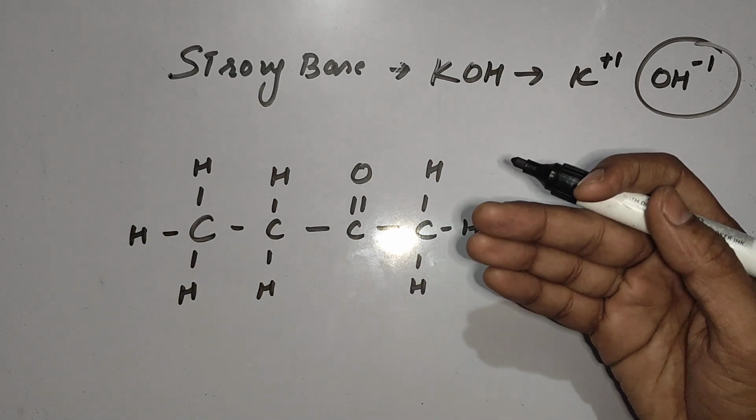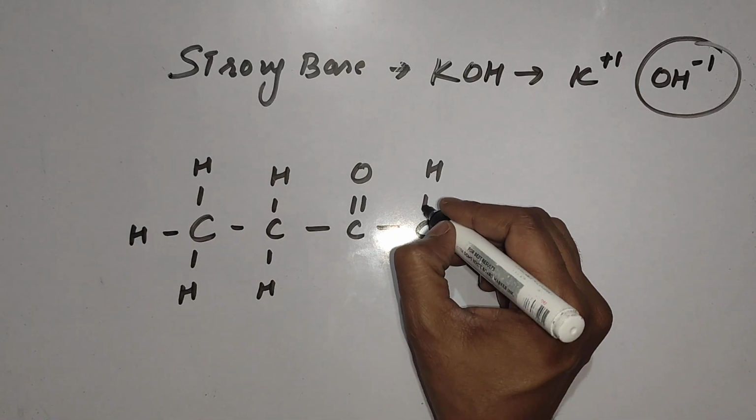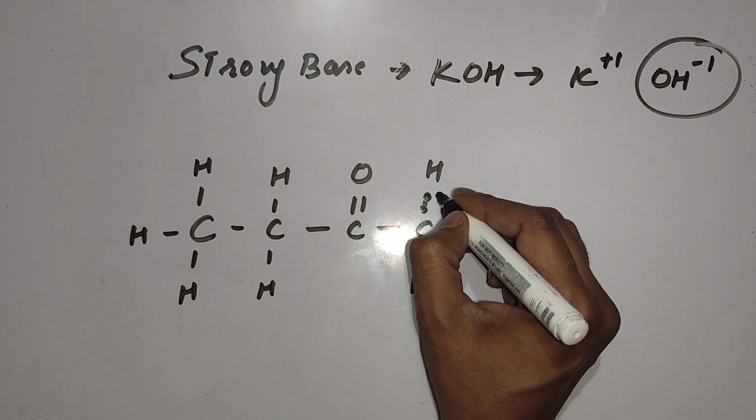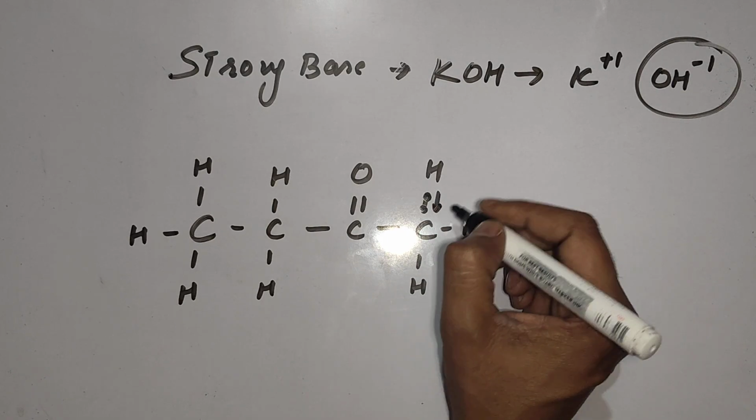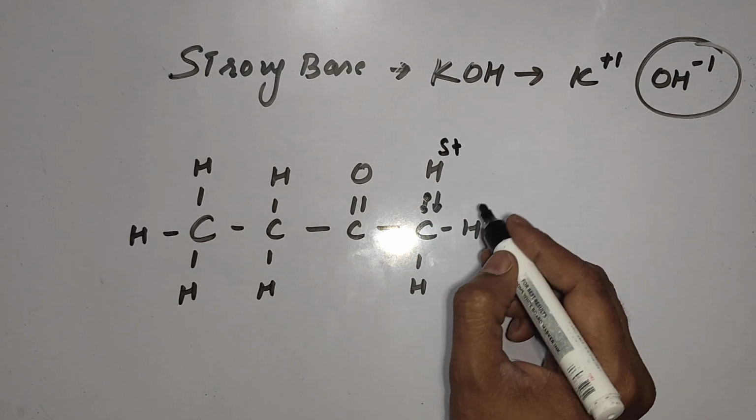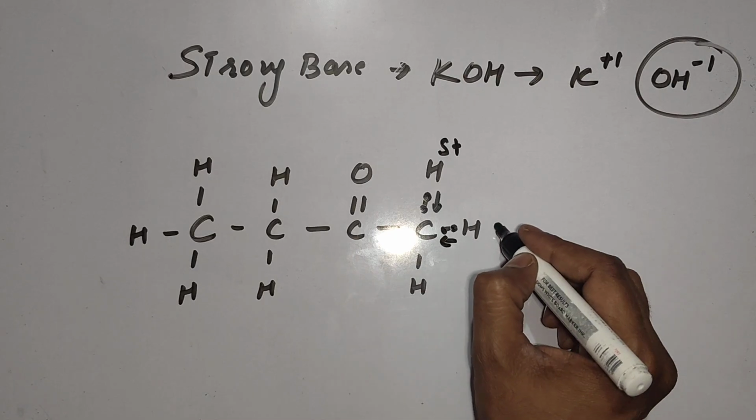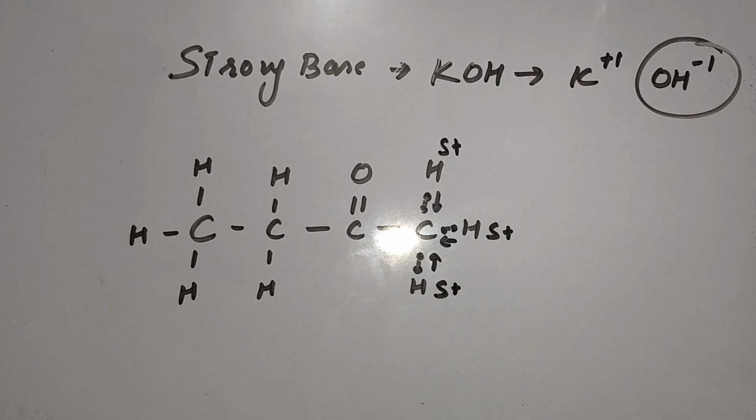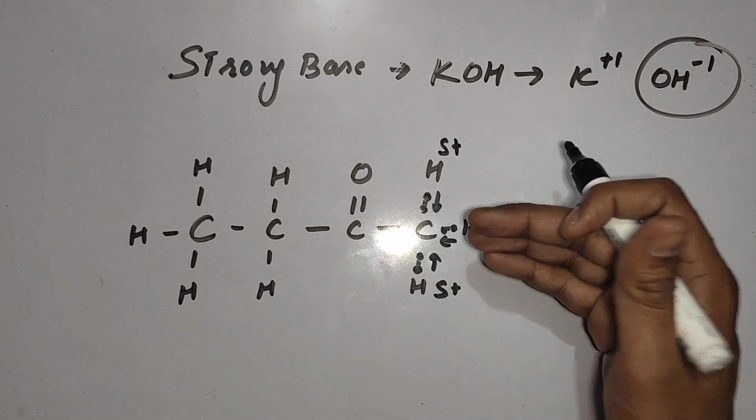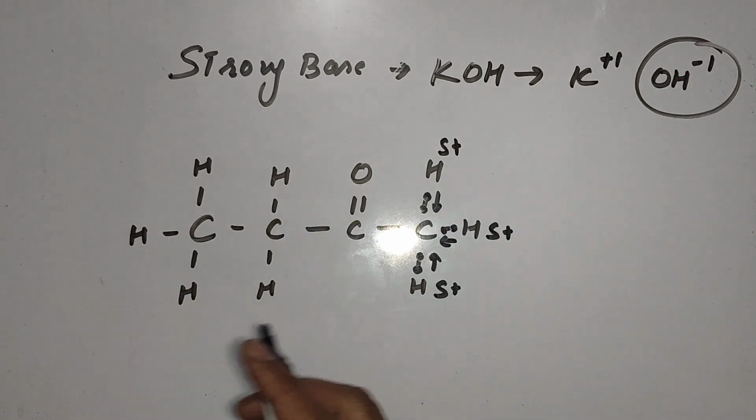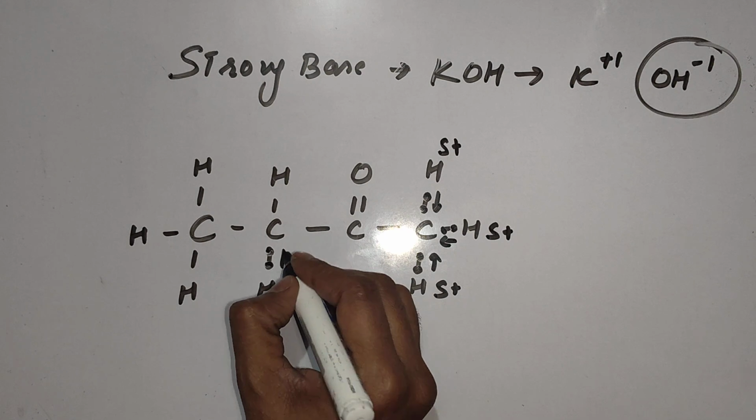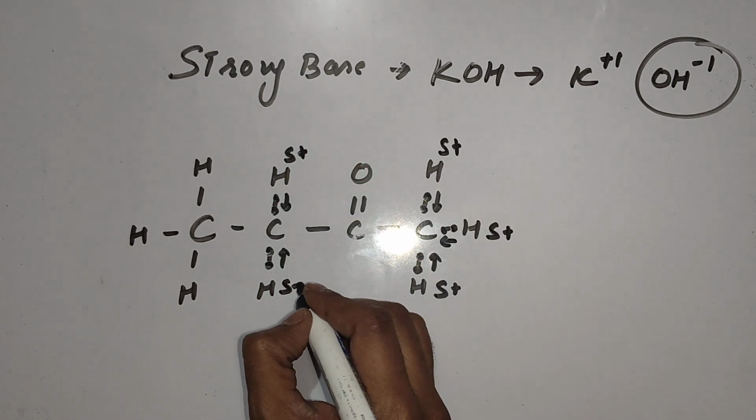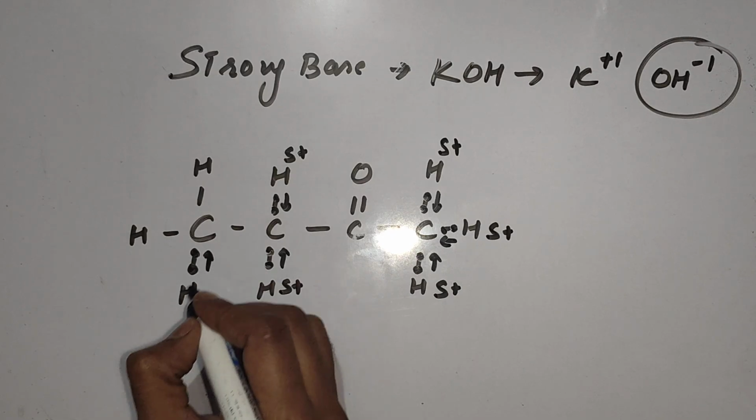Now, do we have H positive? Yes, we have H positives. This hydrogen is connected with carbon. Carbon is more electronegative than hydrogen, so electrons are transferred toward carbon. That's it. That's why the hydrogen have positive charge. Same, this hydrogen have a positive charge. So these 3 hydrogens have a positive charge, can be attacked by OH negative. This side also hydrogens are available.